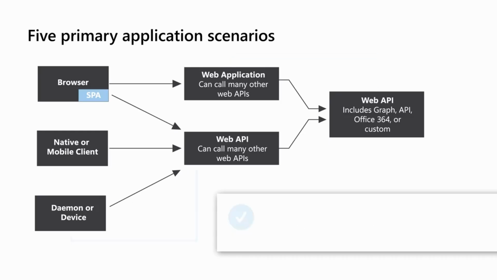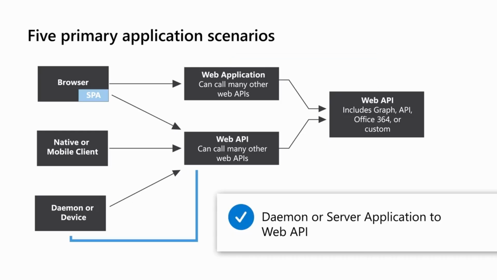And the fifth is daemon or server application to web API. A daemon application or a server application with no web interface needs to get resources from a web API secured by Azure AD.